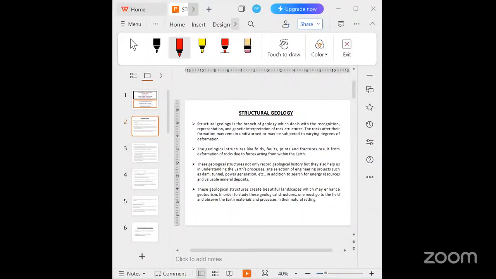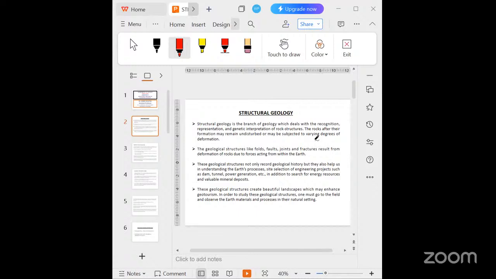Undisturbed or may be subjected to varying degrees of deformation, right? So the rocks, it means it also involves the study of the forces which give rise to these structures.